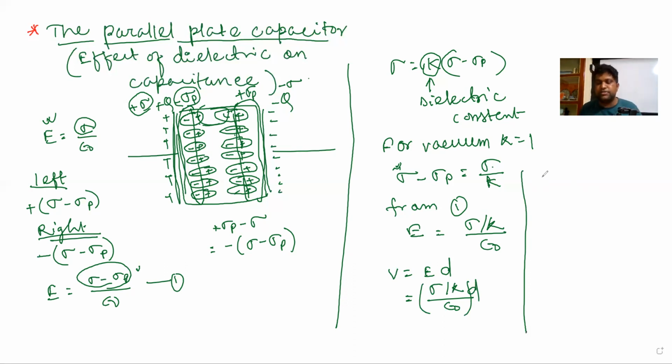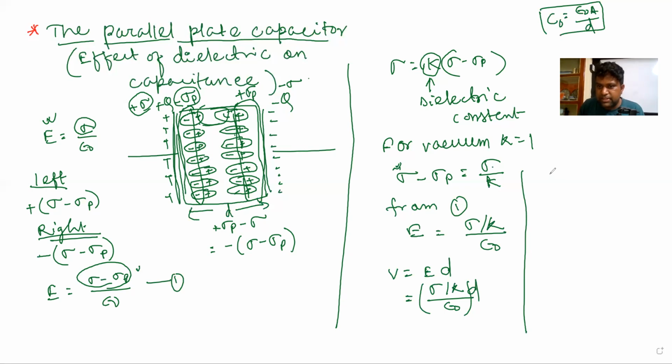This is our aim. In the previous case, for vacuum, our capacitance was C0 equal to epsilon 0 A by d, where small d is the distance between the two plates of the capacitor. Now we have kept a dielectric in between the plates. We'll see whether the capacitance is increasing or decreasing.